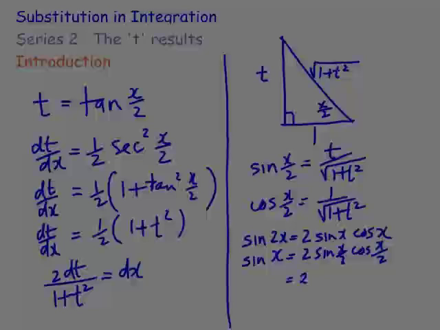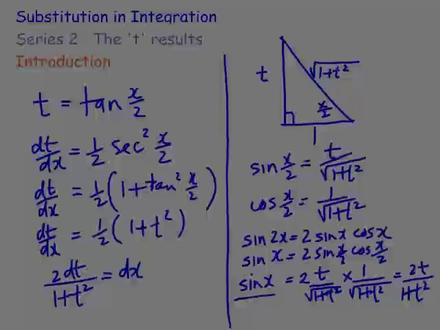That's going to be 2 sine, which is just t over the square root of 1 plus t squared, times the cosine, which is just 1 over the square root of 1 plus t squared. You can see that's just equal to 2t over 1 plus t squared. So that's what sine x is. Now notice before we actually had sine x on 2. So this is the expression we're going to substitute in for sine x in the integrals.